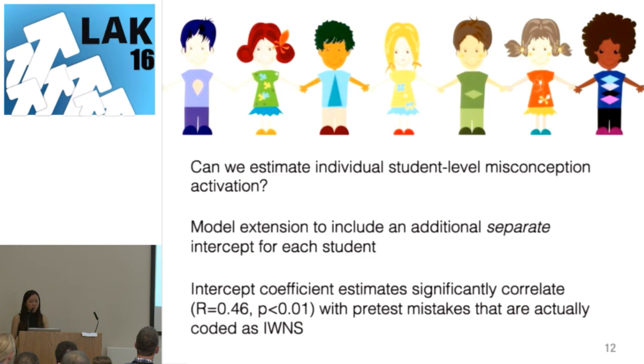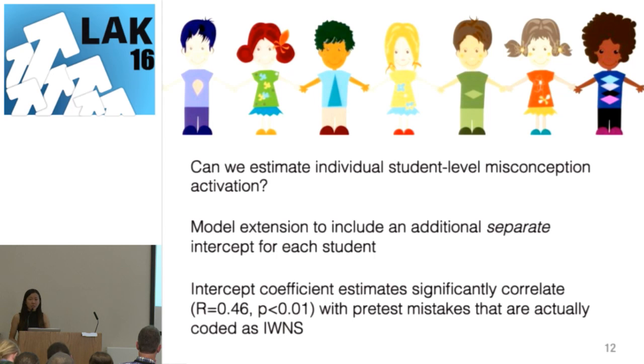All right, so one of the things that you might be wondering, and that teachers might be very interested in, is can we get individualized estimates for this particular misconception KC to see which students might be particularly at risk for it? So what we did was extend the model to have an additional separate intercept for each student. And we found that taking those parameter estimates for each student, we were able to validate them on external data from each of those students.